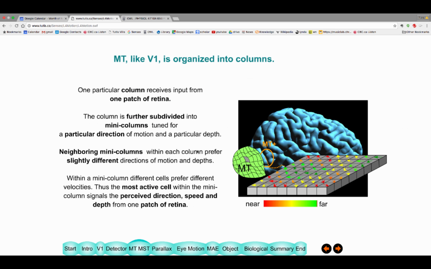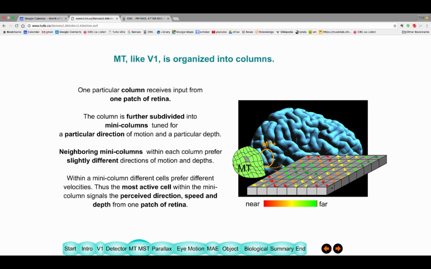Okay. Now, area MT again has a retinotopy to it. That is, the eye is mapped out at different portions of the eye. Again, it'll be largely a peripheral eye, because that's where it gets most of its information from. Now, it's made of columns. If you take one of those columns and look at it in more detail, you see this pattern.